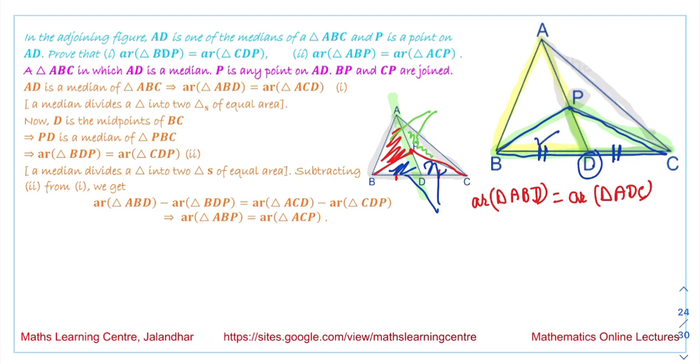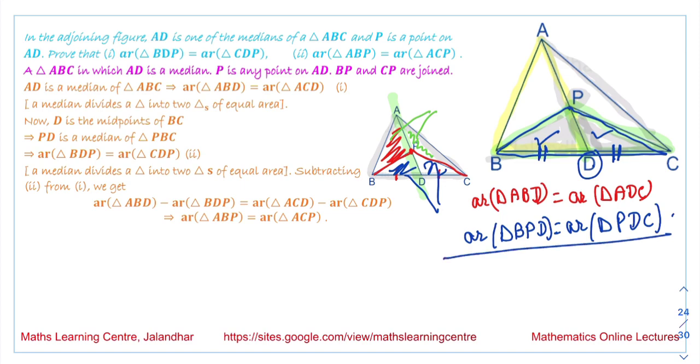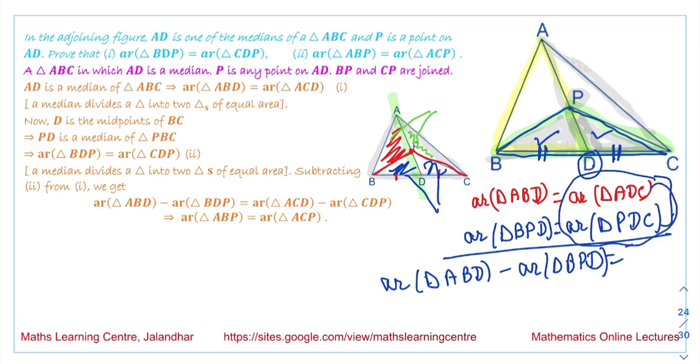It means the area of these two triangles are equal, that is, area of triangle BPD is equal to area of triangle PDC. So this is one part we have already proved, that the area of these two triangles are equal to each other. So if we subtract both these equations, we get area of triangle ABD minus area of triangle BPD, that is equal to the difference of these two.